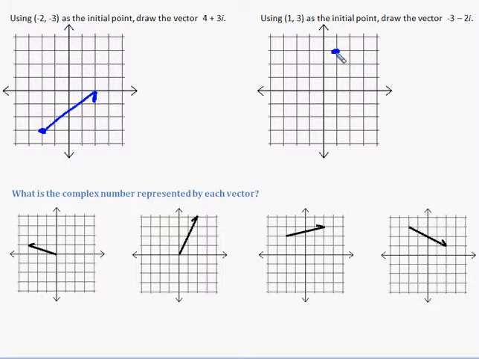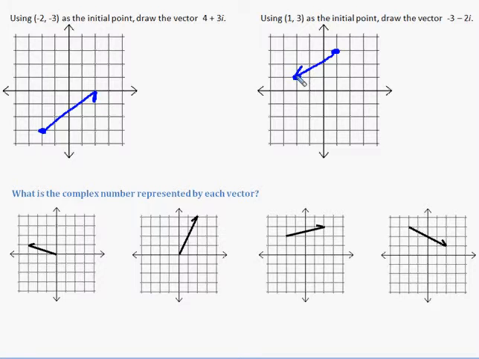There's 1, 3. And we want our horizontal part to be negative 3 and our vertical part to be negative 2. So that would be left 3 and down 2. There's our end. And there's our vector. So again, we can start anywhere on there.